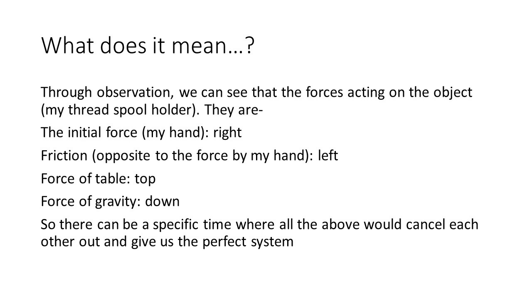What does it mean? So as we look at the object, we can see the forces acting on the object, on my thread spool holder. And those are the initial force, that is my hand, which is moving towards the right. Then there's the friction by the table, which is opposite to the force by my hand. It is moving towards the left.